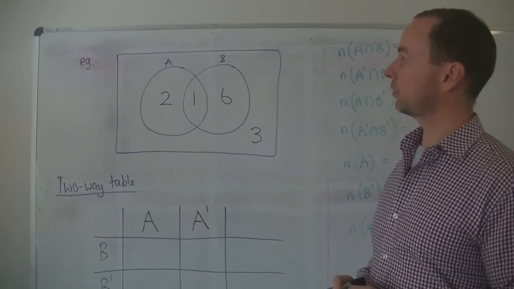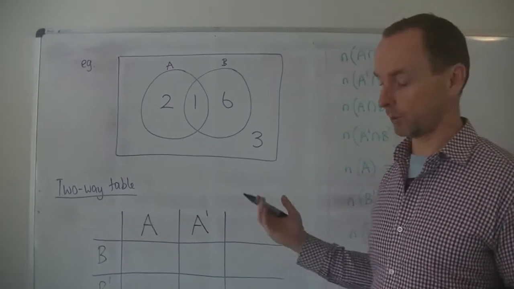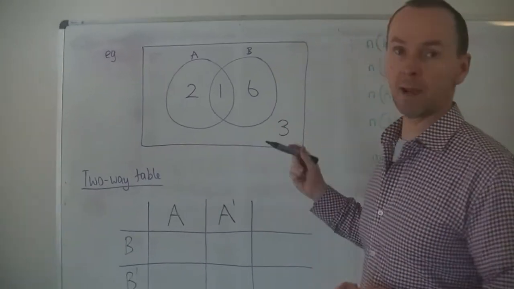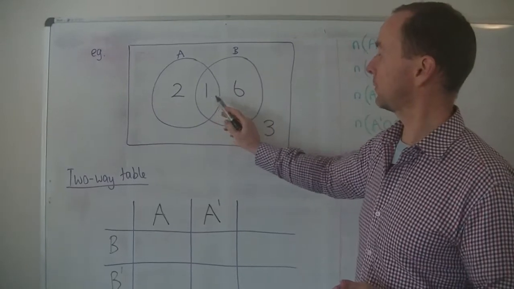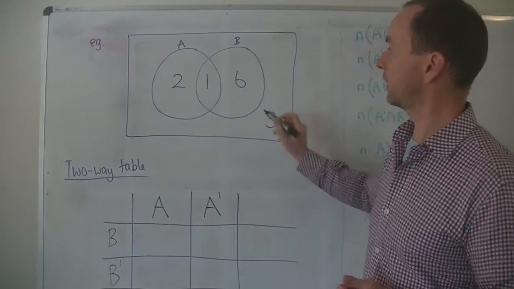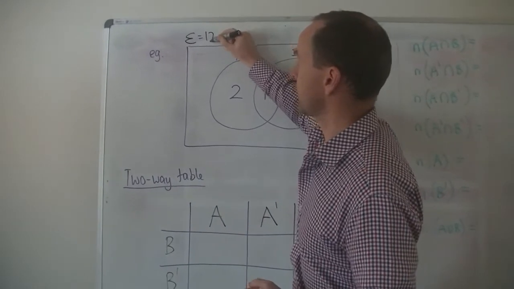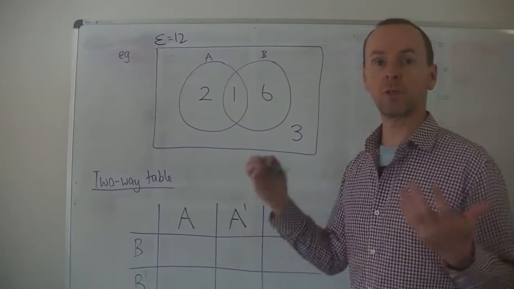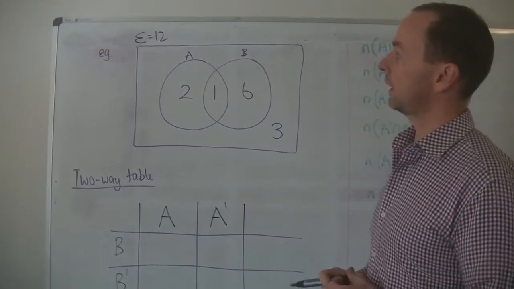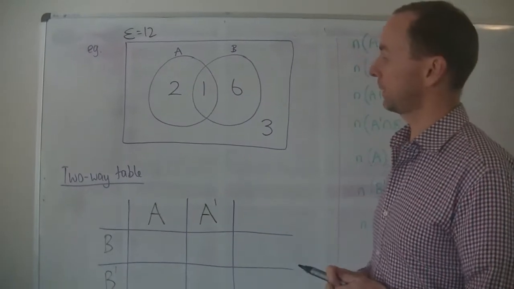So the first thing we need to do is work out, I like to do this, the book doesn't do it, but the universal set. How many in total? So there's 2 and 1 is 3, and 6 is 9, and 3 is 12. So I put my E symbol up there, the universal set is 12. So I know that we've got 12 in our total, our sample space for the universal set.